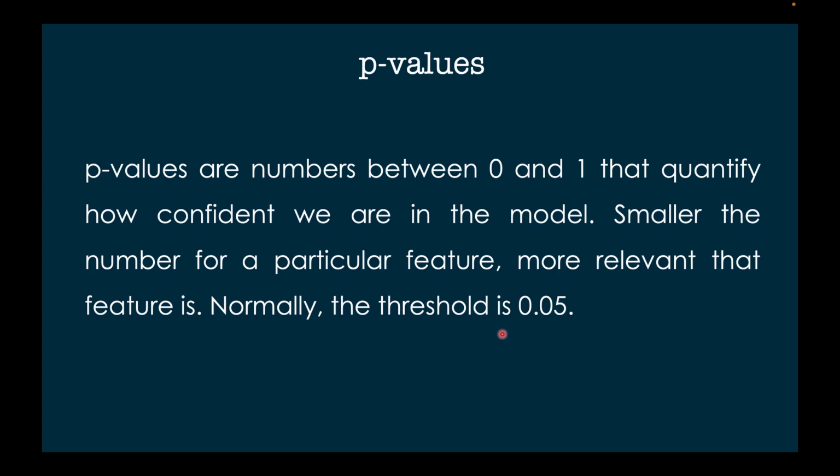There is another metric that we need to consider while analyzing our model, and that is p-values. P-values are numbers between 0 and 1 that quantify how confident we are in the model. The smaller the number for a particular feature or descriptor, the more relevant that feature is. Normally, the threshold is 0.05.